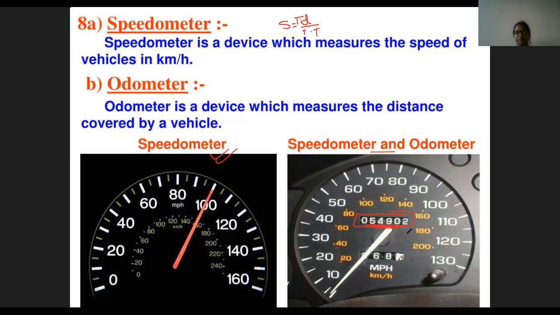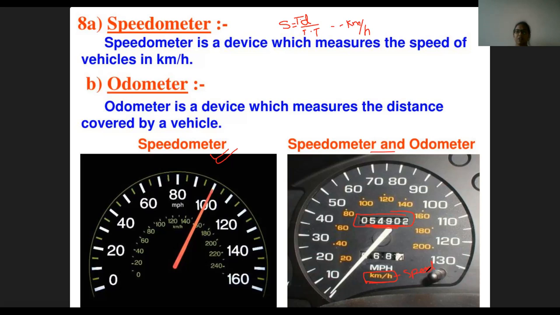Okay, just a minute, children. Here they have given meters and kilometer per hour. See your unit. What is this unit? We learned, what is the unit of speed? It is meters per second. In a bigger unit, we get kilometer per hour. So this is the unit of speed.